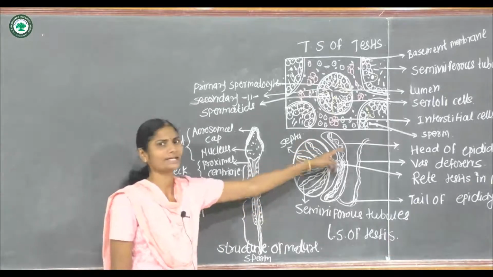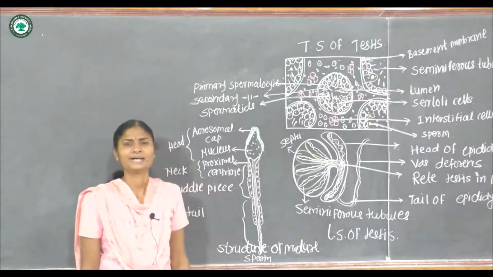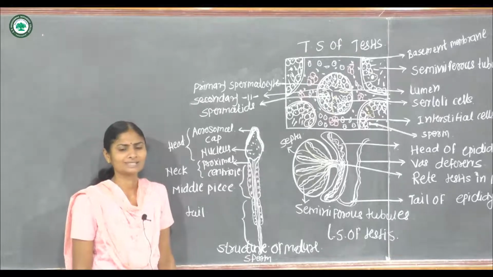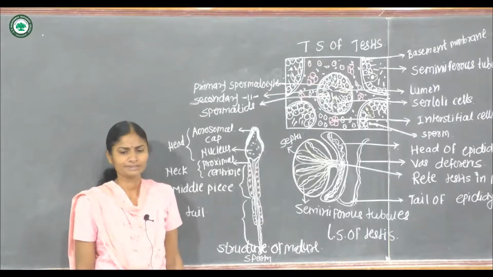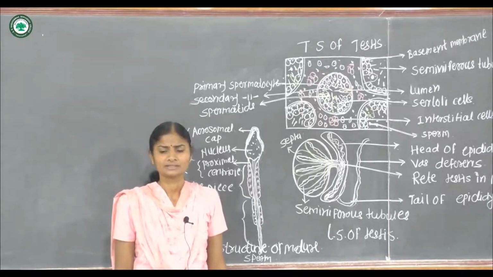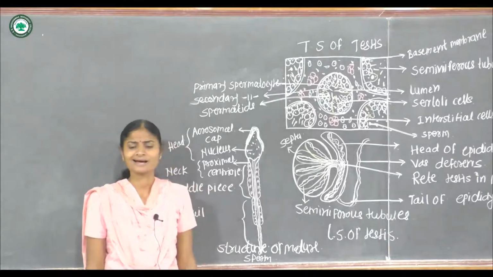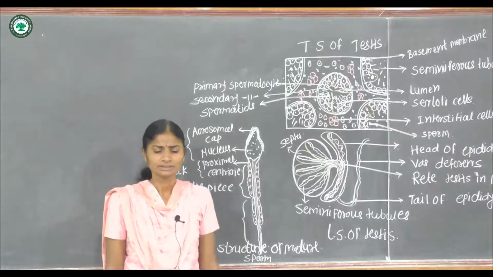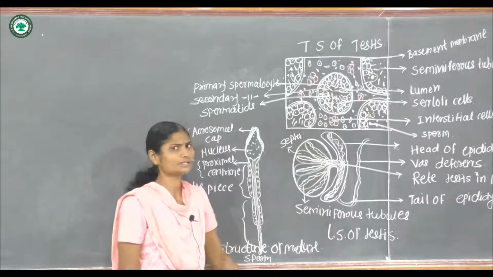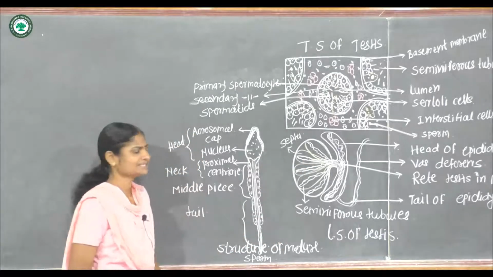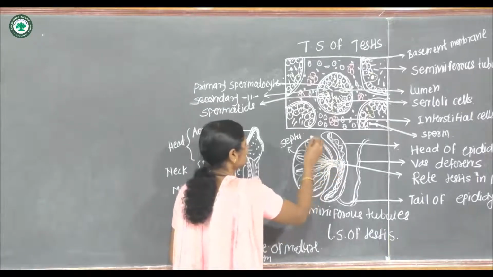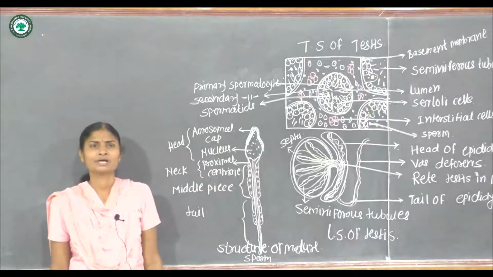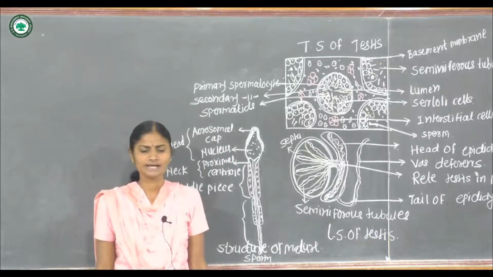Testes are oval in structure and are mainly compound tubular glands placed in the scrotal sac outside the abdomen. The scrotal sac containing the testes is at a slightly lower temperature than that of the body. Each testis is enclosed in a dense fibrous capsule, and this capsule is called tunica albuginea.